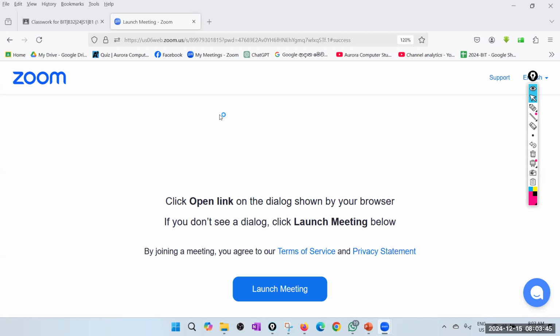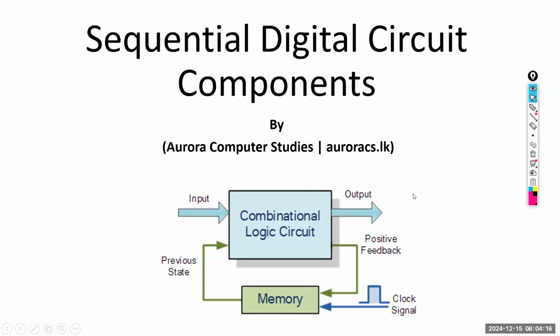In this session, we'll do a quick revision on latches and flip-flops and do a few past paper questions. Okay. Right. So we have completed combinational circuit components. Combinational circuit components means your output depends only on inputs, right? So there's nothing else. For a given input at any time, the output is determined by the circuit, nothing else.